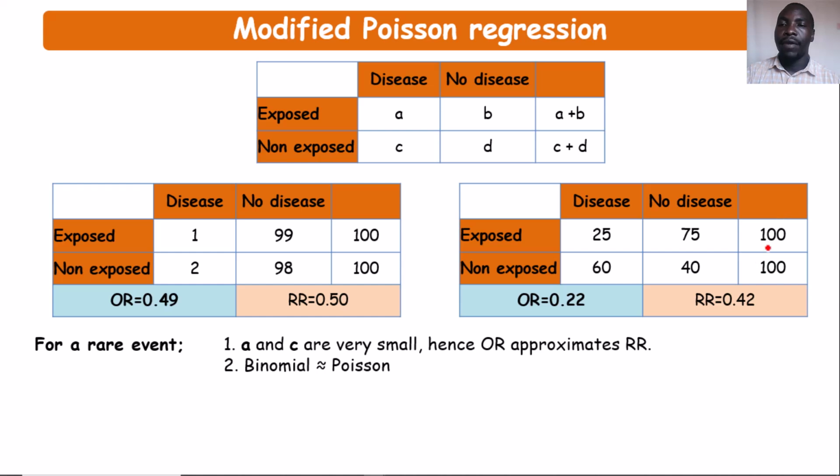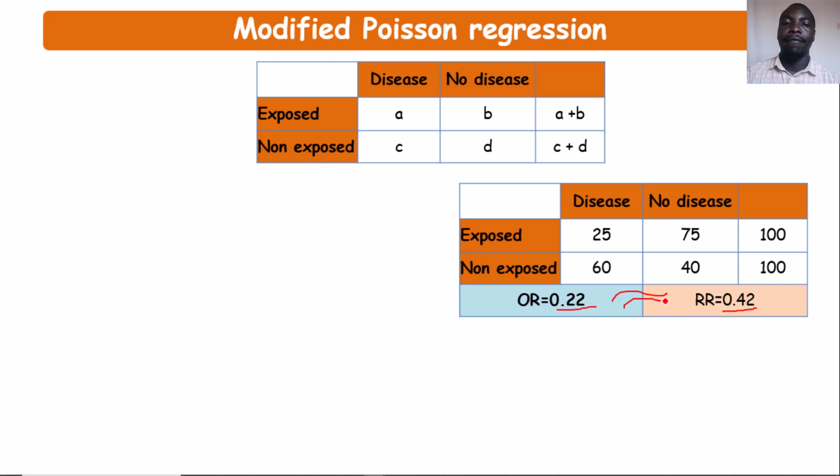Still you have 200 participants, but among the 100 that are exposed, 25 got the disease, and among the non-exposed, 60 got the disease. This is already 85 instead of 3 in the first place. So this is not a rare event. When you try to calculate odds ratios, you will get 0.2. Relative risk, you will get 0.42. Odds ratio does not approximate well with the relative risk. That is for a rare event.